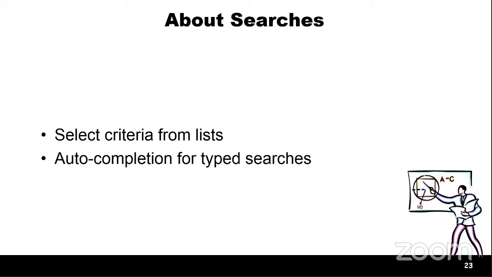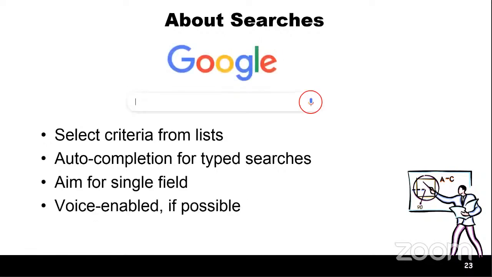A little bit more about searches. Selecting from a list, if you've got that capability, is a good idea. And auto completion, you saw how that worked just now in the sample application. And aiming for a single field like Google, and then voice enabling, if you've got the capability in the device for that.